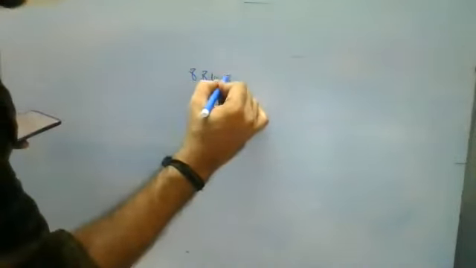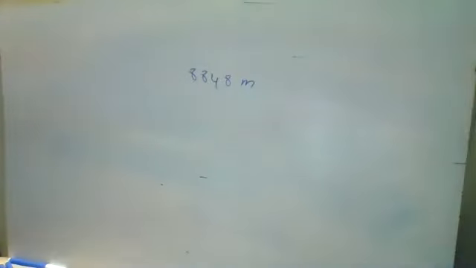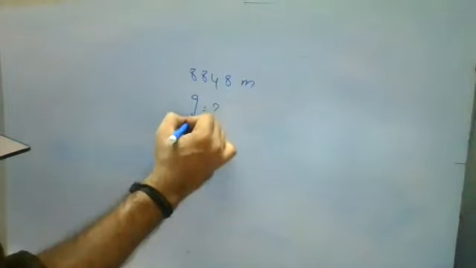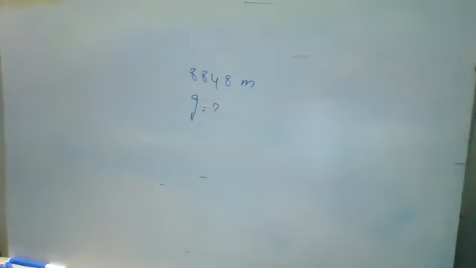Okay. The Mount Everest is 8848 meters above sea level. Estimate the acceleration due to gravity at this height.